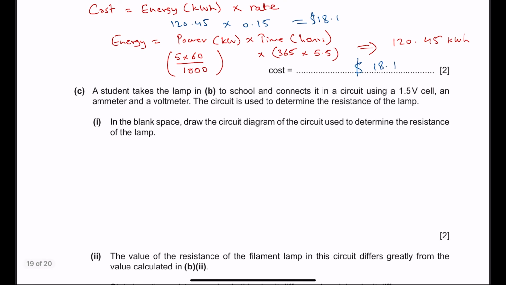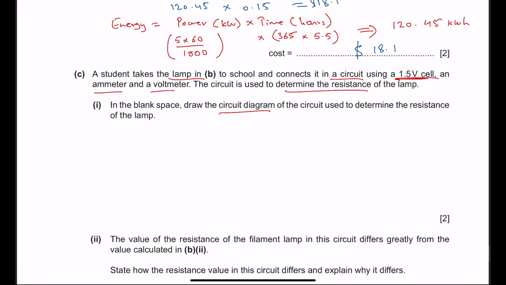A student takes the lamp in B, so they are the same lamp, and connects it in a circuit using a 1.5 volt cell, an ammeter and a voltmeter, and he wants to determine the resistance. You have to draw the circuit diagram to determine the resistance of the lamp. Alright, so whatever is told to you, just mention all of that. So this is a 1.5 volt cell.